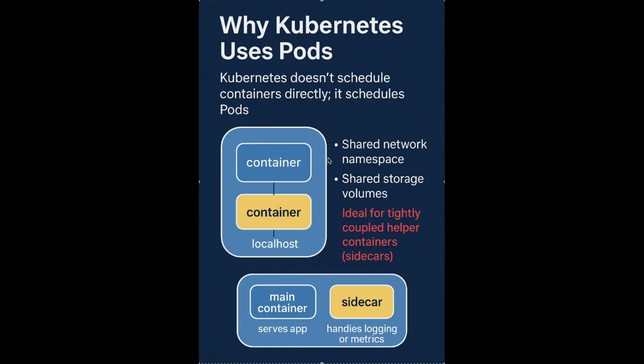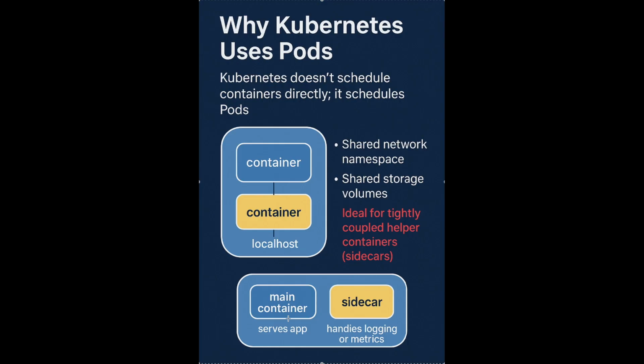Number one is the shared network namespace. All containers inside a pod share the same network namespace. That means they share the same IP address and can communicate with each other via localhost. For example, if your app container needs to talk to a sidecar proxy or a log collector, it can just call localhost 8080. For this, no external networking is needed.